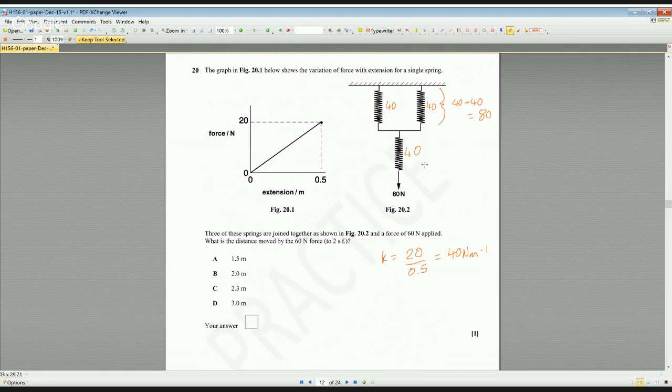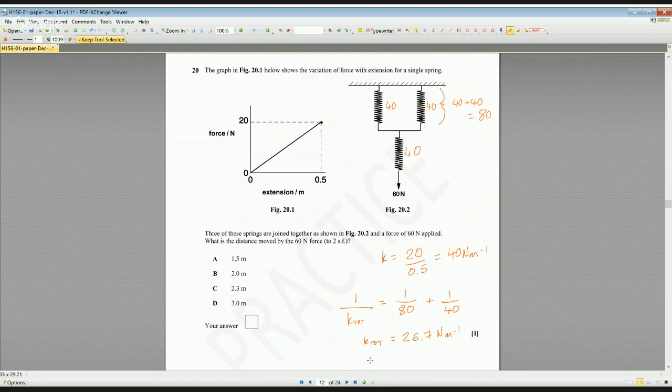And then we need to combine that 80 with the 40 here. To do that, we do need to use the equation similar to resistors. So combining springs in series is like combining resistors in parallel. 1 over k total is equal to 1 over 80, which is our combination up here, plus 1 over 40. And that will come out as 26.7 newtons per meter.